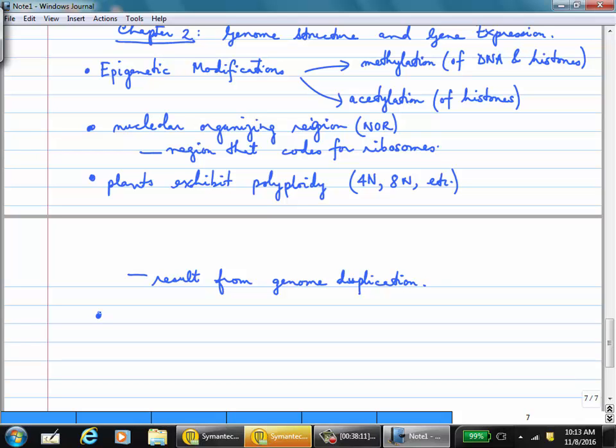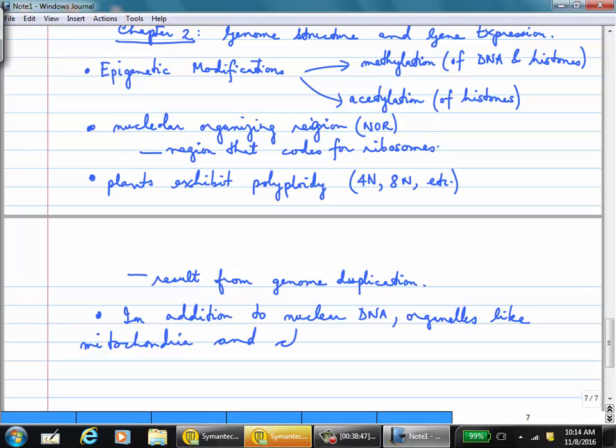Now, in addition to the nuclear DNA, the mitochondria and the chloroplast also have DNA, in both plants and animals. So you also have organelle DNA. In addition to nuclear DNA, organelles like mitochondria and chloroplasts have their own DNA.